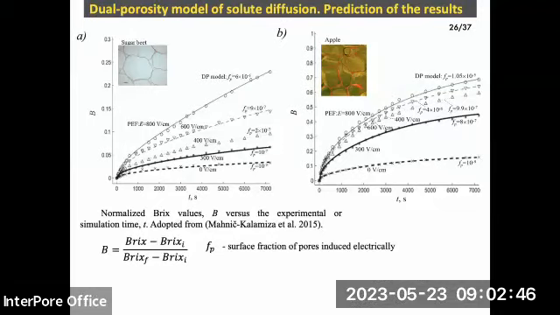And here you can see that it was possible to predict the diffusion results by such a model. Here, B is normalized Brix values, and Brix shows the concentration of solids in the solution. So FP is the surface fraction of cells permeabilized electrically.